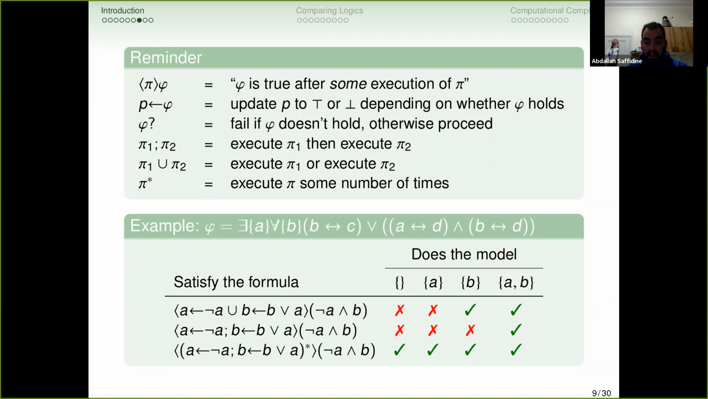If A starts true, then I toggle it. Now it's false. Then, okay, B remains false. I execute it a second time. Now A is true. B becomes true. Now A is false. B remains true. And I exit and I satisfy my formula. And so on and so forth. So it turns out that this specific DLPA formula with the clean star is satisfied by any model. These 4 in particular. Okay.